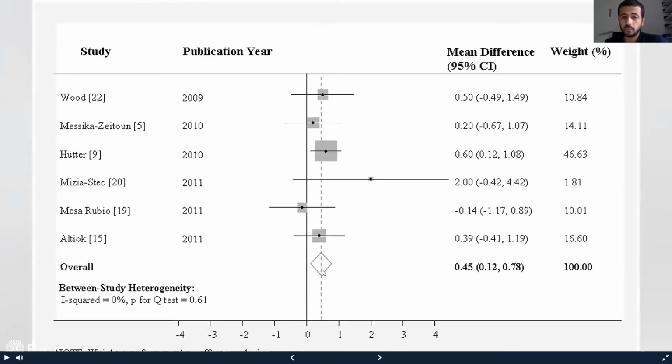Here we have the overall. This is the conclusion. All of them together will give me this shape. And this shape has a confidence interval, the length of the shape, and the center of the shape is the final mean. This has a weight of 100.